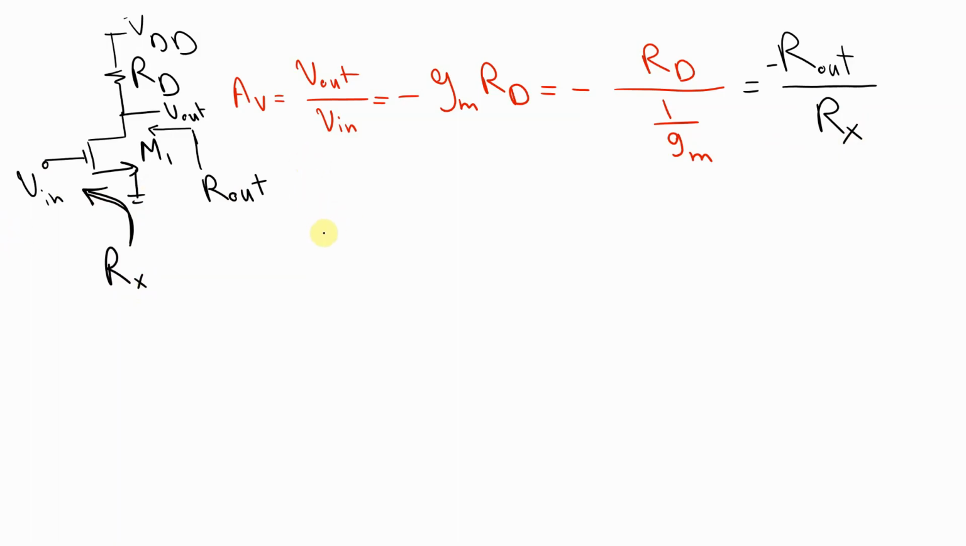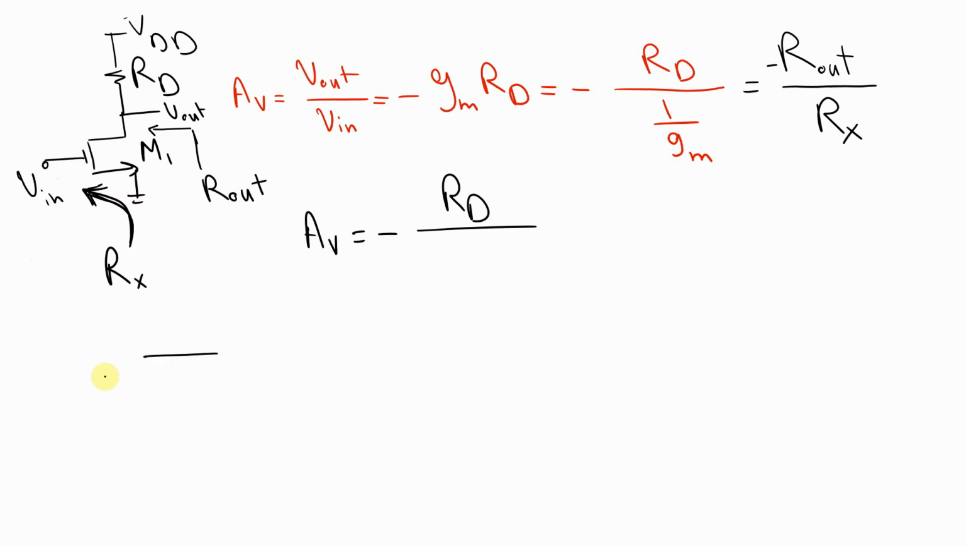So here is Av, with the negative sign. What is Rout in this device? Rout in this device is going to be RD, just RD. And what is Rx? Rx is the resistance seen from the source through the gate of this amplifier when Vin is connected to the ground. Let me calculate this because this is really important.